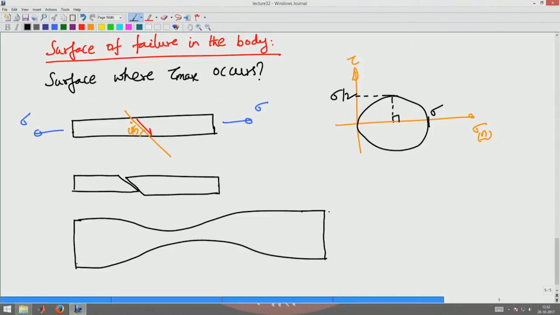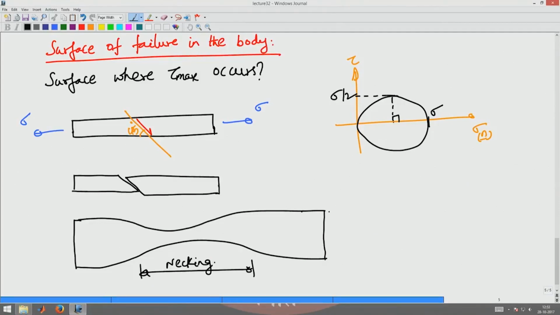It would look like this, where there will be considerable deformations and the cross-section area would reduce significantly. This is called necking. Now, this is how a brittle material will fail.